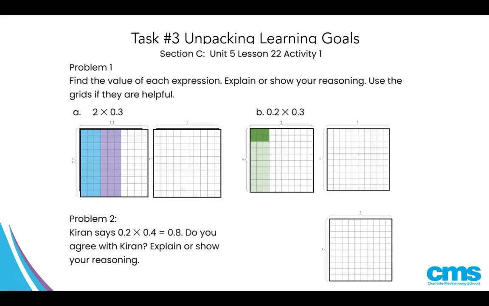Problem 2 addresses a common misconception. Both factors are tenths. So why is the product not tenths? When finding tenths of tenths, tenths are partitioned into 10 equal parts. If all 10 tenths are partitioned into 10 equal parts, that makes 100 parts. So 2/10 of 4/10 would be 8/100ths.